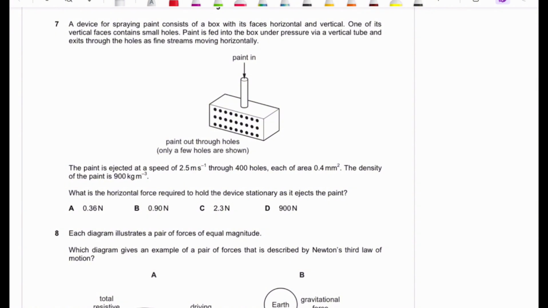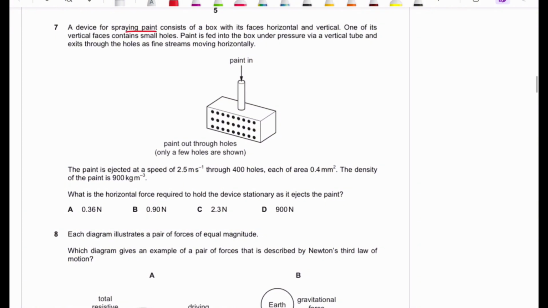We've been given a device for spraying paint that consists of a box with its faces horizontal and vertical. One of its vertical faces contains small holes. So this face basically contains these different small holes. And paint is fed into the box under pressure. Very important, via a vertical tube, and it exits through the holes as fine streams moving vertically.